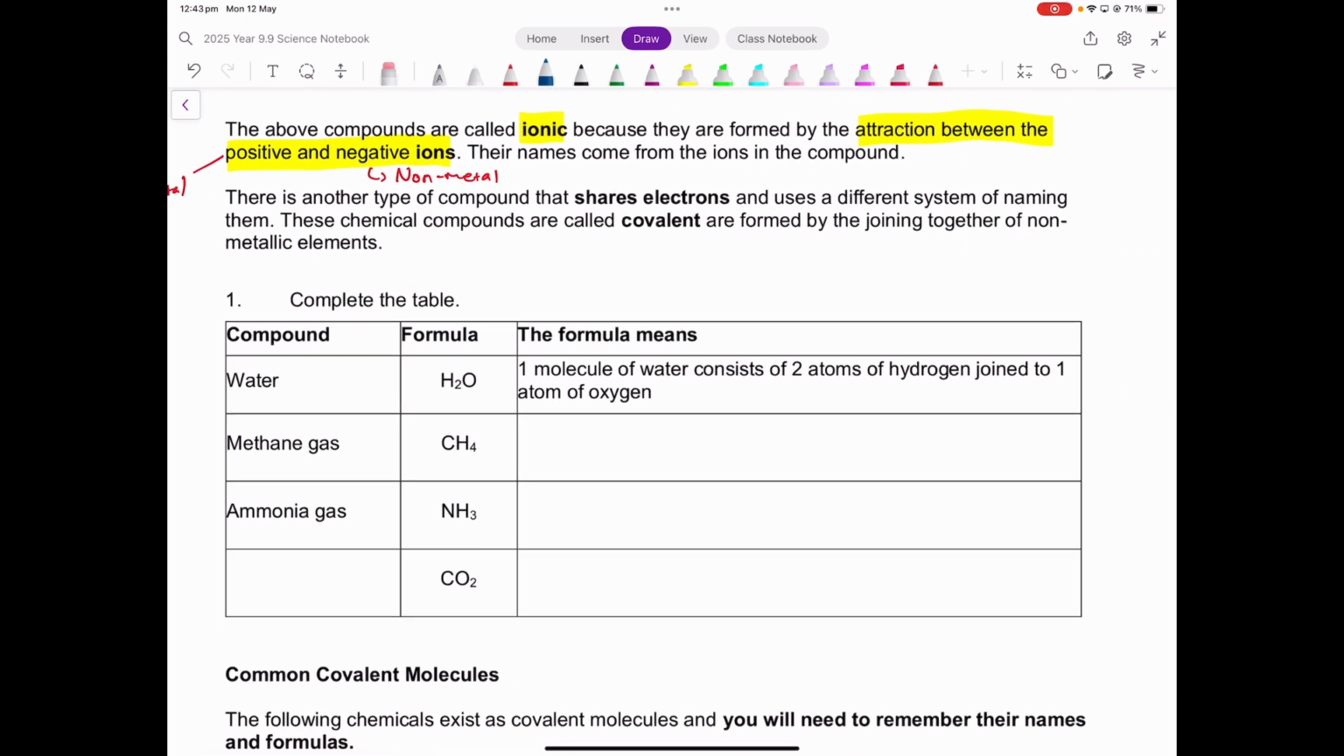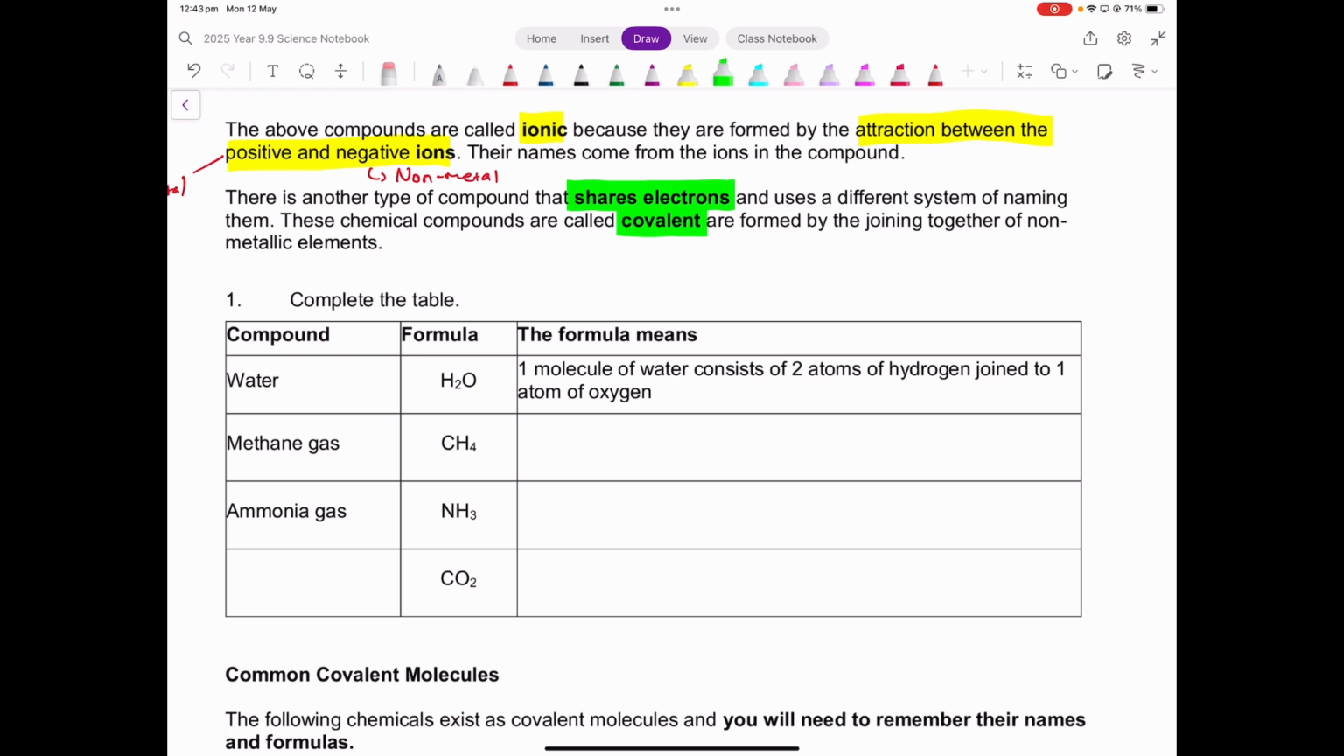Now there is another type of compound, the one that we're going to look at today. I'm going to use a different colour now. And these ones, they share electrons. They have a different naming system, and we call these ones covalent compounds. So we have ionic, and now the one that we're introducing is covalent. The good news for you is covalent are actually way easier.